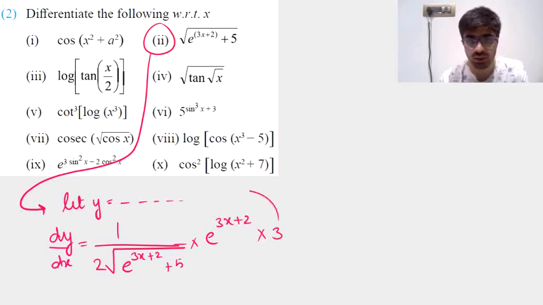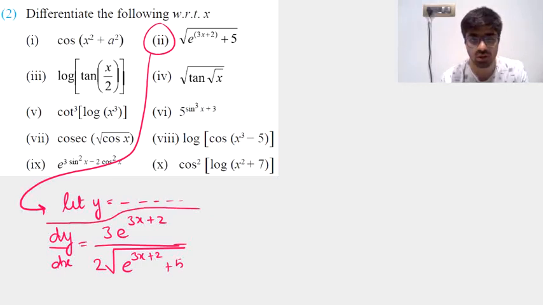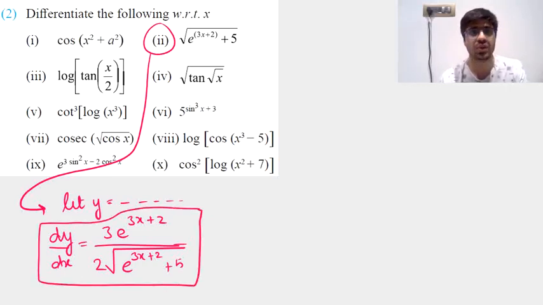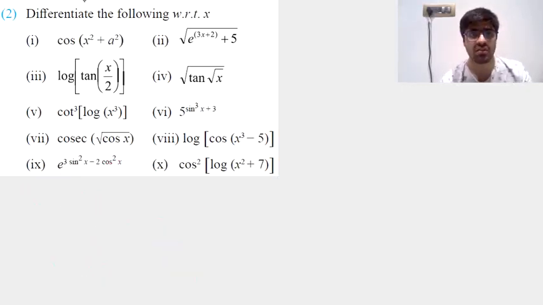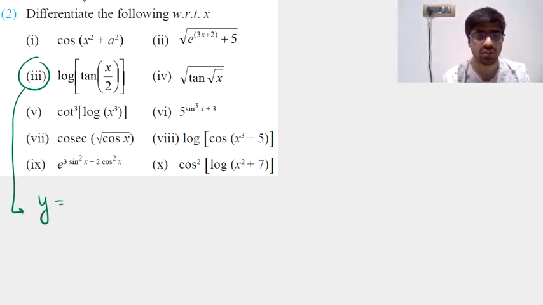So into 3, that into 3 we can write it here only, and we can finally claim that 3 times e power 3x plus 2. I've just written this term here, so I'll just rub it out from here. And yeah, this is the final expression of dy by dx for the second question. In a similar way, continue with the third one, log of tan x by 2. So let y be the given function, therefore dy by dx.